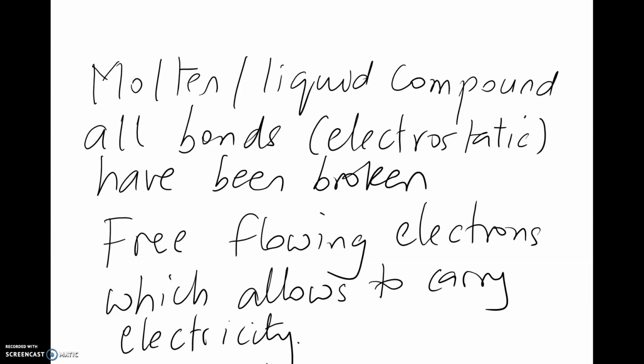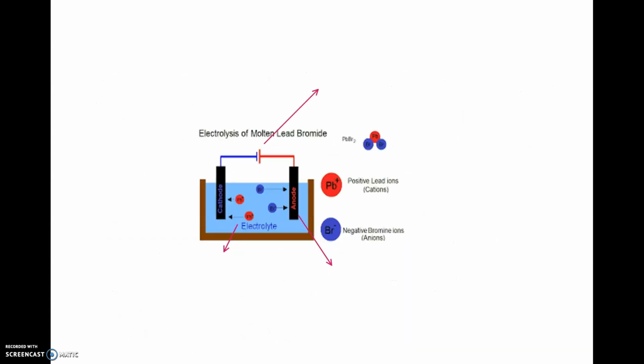So if you have a solid ionic compound in comparison to molten, it doesn't conduct electricity because it doesn't have any free-flowing electrons, and all the bonds are being connected by strong electrostatic forces. So let's look at how this works now. Here is a structure, a diagram given to you. I'm going to look at lead bromide. Lead bromide is PbBr2. I have one lead and two bromine ions, and what we're going to do is look at them.